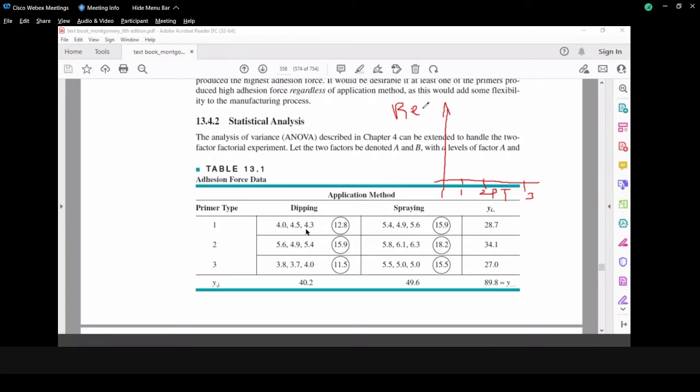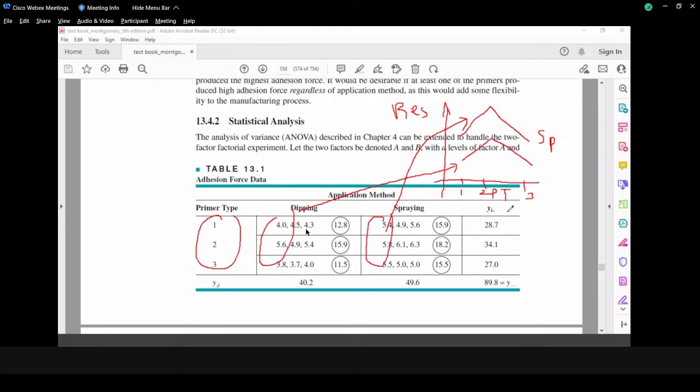Based on the graph, this is the primer type. Then you need to plot here. Remember previously, the one on top is for spray, and the bottom is the dipping. Calculate the mean of spray and put it here. And then the mean of the dipping, you plot it here. That's how you plot the interaction plot.